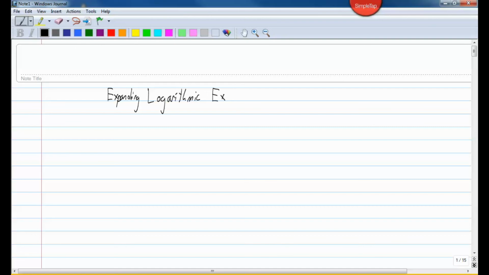Alright. So let's say that I had log base 5 of the square root of x over 25y squared. And I wanted to expand this logarithm.